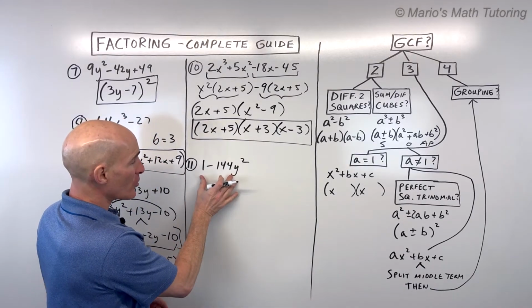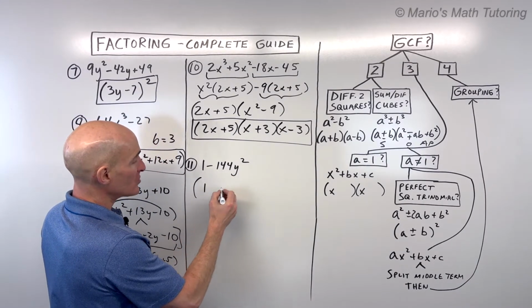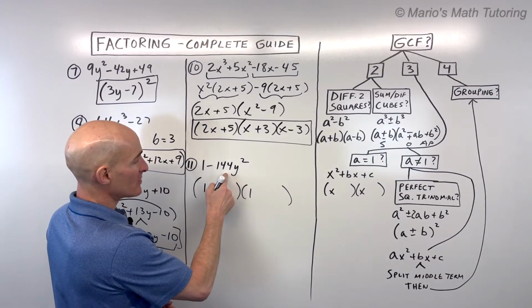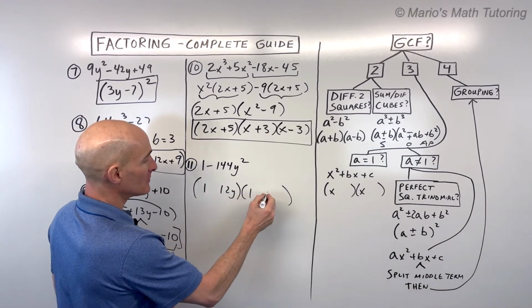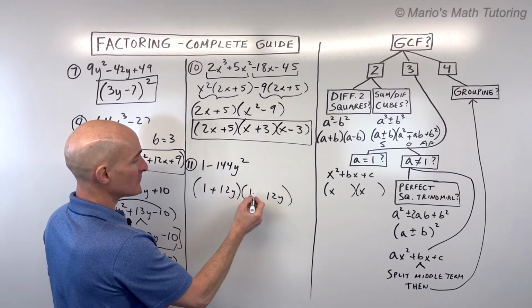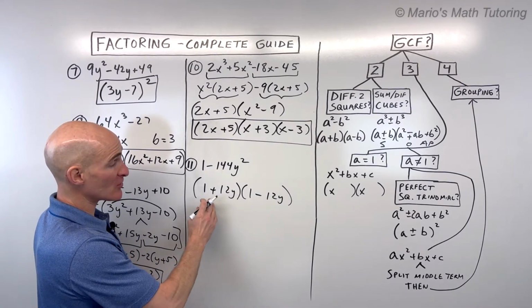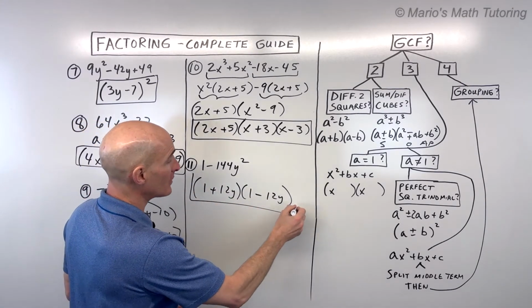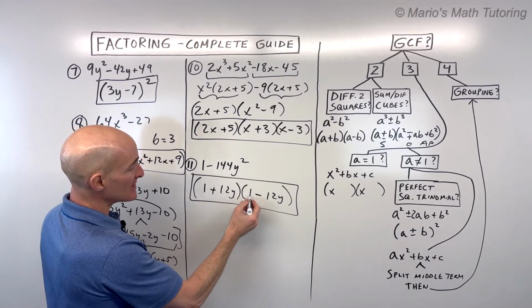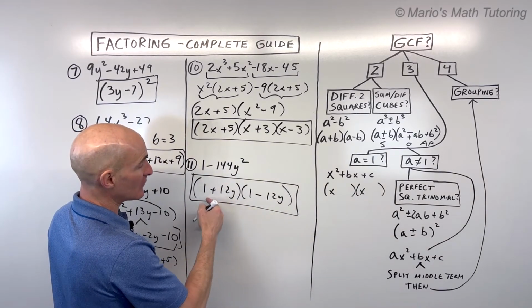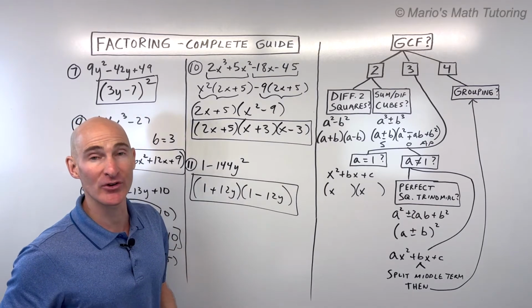So I would keep the order the same. Just take the square root of 1, which is 1. Take the square root of this term, which is 12y. And you can make one positive, one negative. Again, the nice thing about factoring is you can check your work by multiplying this out. And what happens, see the inside 12y, the outside negative 12y, those cancel. That's why we don't have a middle term.